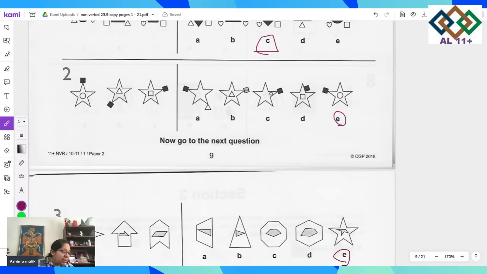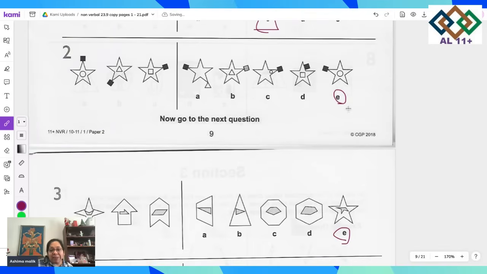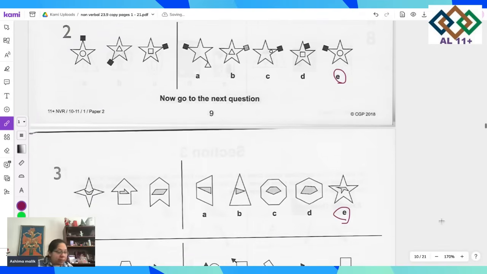Number 2 now, they have a black square on the point of the star. The inside shape must be the center of the star. If you look at that, that's why the answer for this one is E.